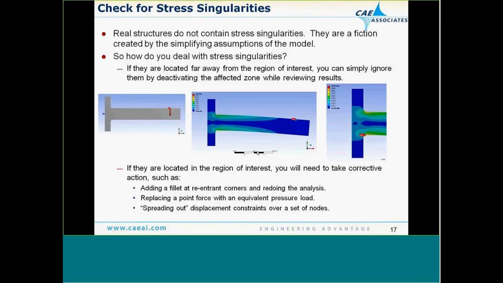Well, real structures do not contain stress singularities. They are a fiction that's created based on the modeling assumptions that we've done, the simplifying assumptions. I have simplified a loading to be acting at a point. It doesn't really occur like that in real life. There's no such thing as a point load or a load acting over zero area. So how do we deal with this?